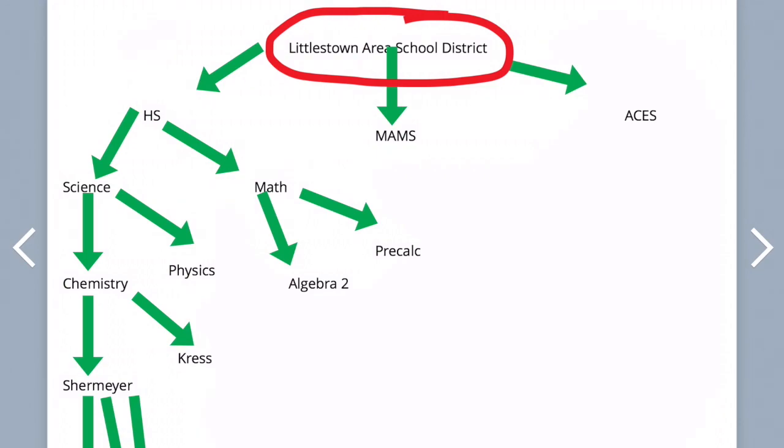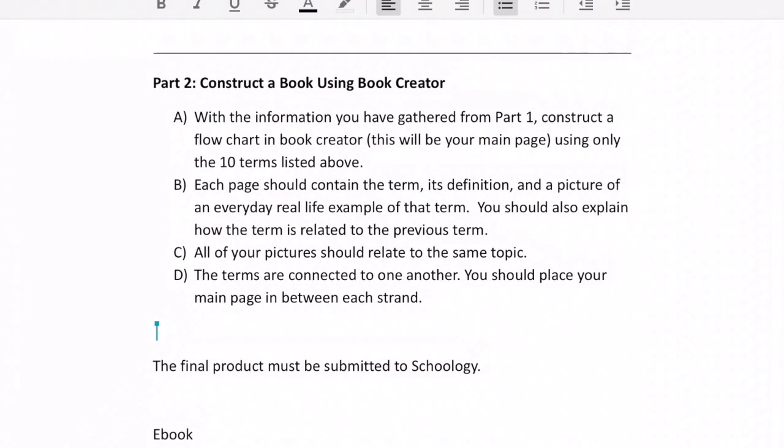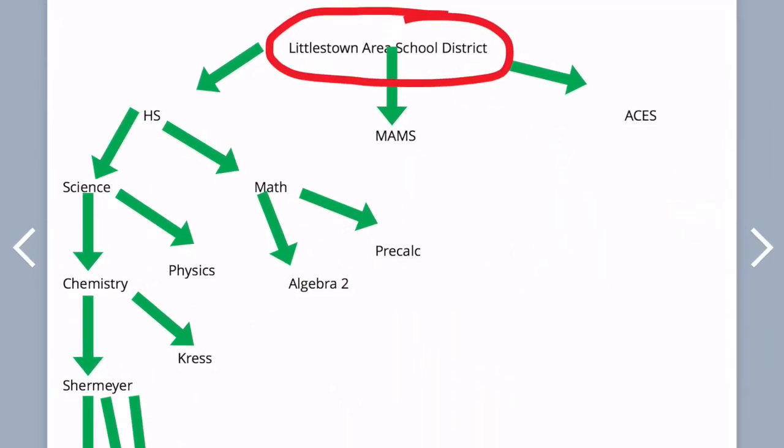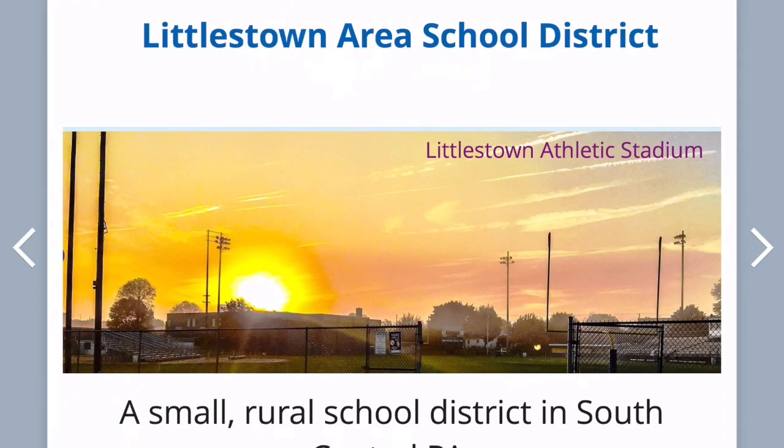So I'm going to go back to my guidelines and say each page should contain a term, its definition, and a picture of an everyday real-life example of that term. You should also explain how that term is related to the previous term. Since the first one we're doing is Littlestown Area School District, it doesn't really pertain to any previous terms. We have the definition, which is what Littlestown Area School District is, the term, and a picture of the school.